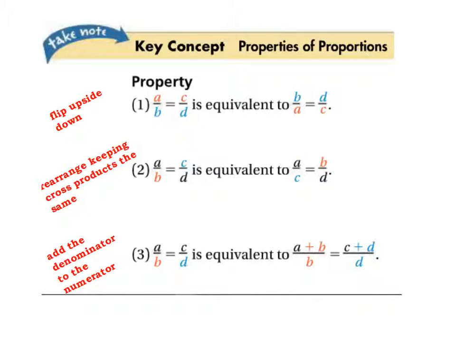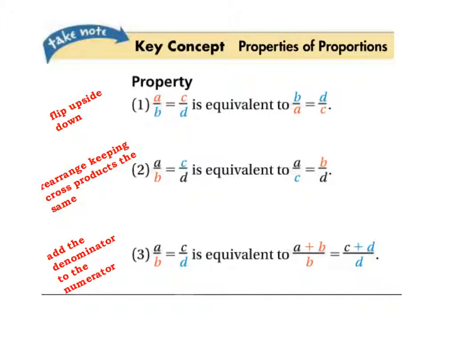All right, this one's a little fancier. It says add the denominator to the numerator. And so this would always work where if my denominator is B, obviously here, then if I add that to my numerator, A plus B, still put it over B, that ratio is going to be the same as if I do the same thing on this side. Add the denominator in, C plus D over D. Well, so that's a different type of scenario, but those ratios stay the same.